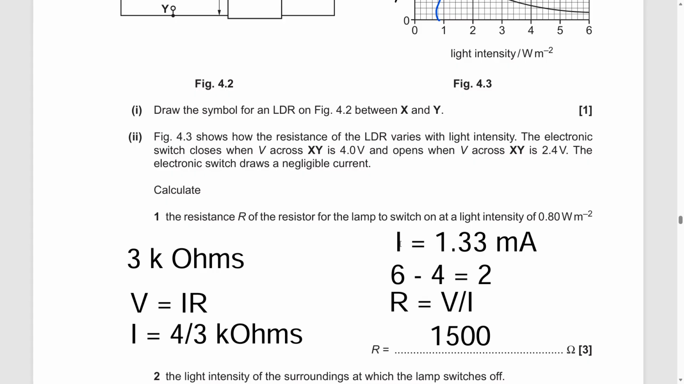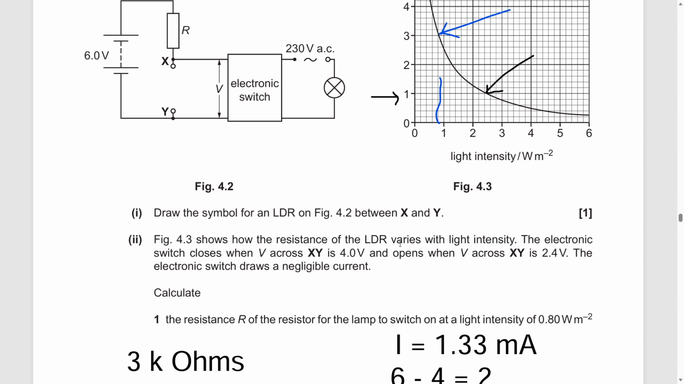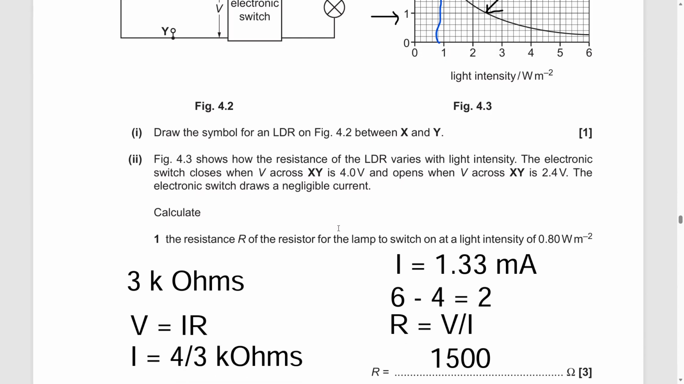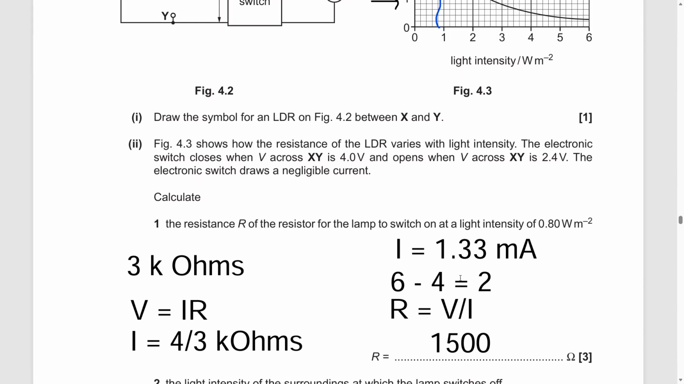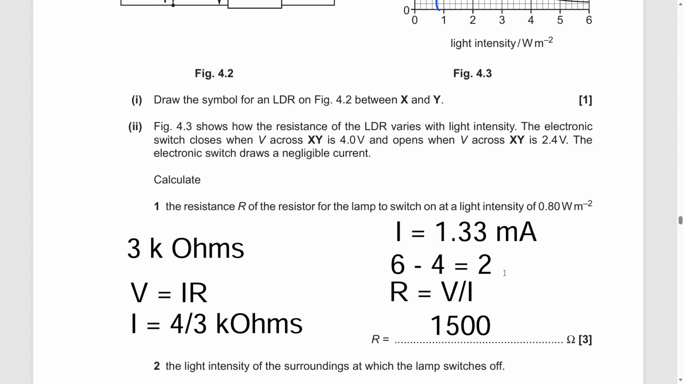Why do you do 6 minus 4? Because you want to work out the voltage of the other component, because the EMF is 6. So 6 minus 4 is 2. And then you do 2 divided by 1.33 milliamps. That gives you 1,500.